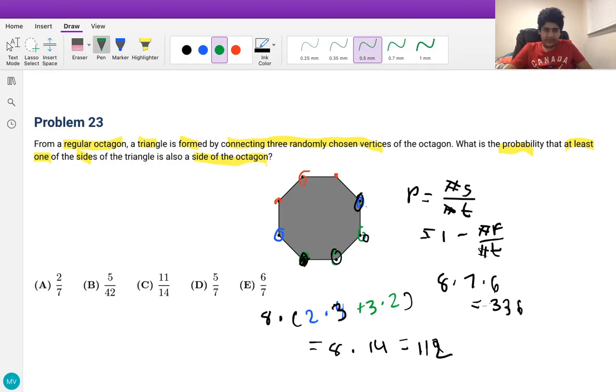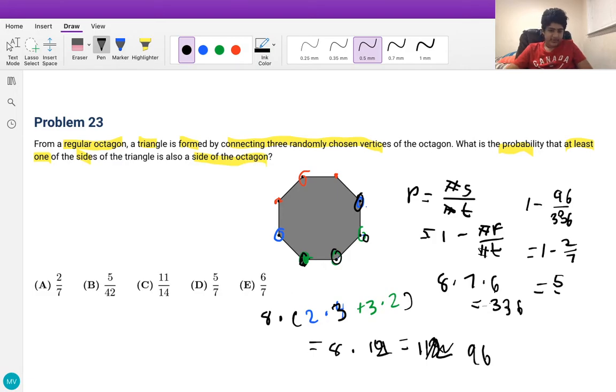So it's actually 2 times 3 plus 3 times 2, which in this case is just going to be 8 times 12, 96. So our actual answer is 1 minus 96 divided by 336. 96 divided by 336, when simplified, is just going to equal 2 divided by 7. This means that our answer is 5/7. Choice D.